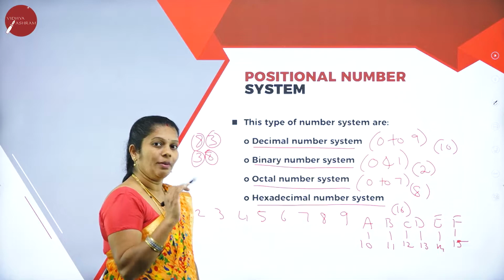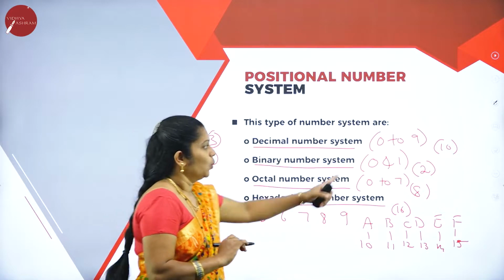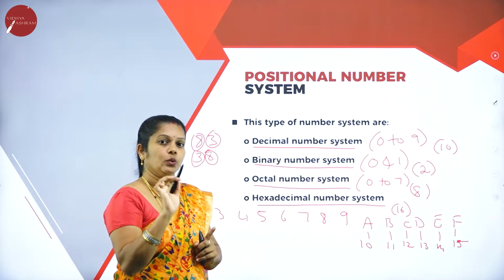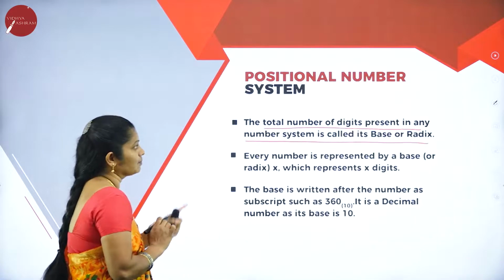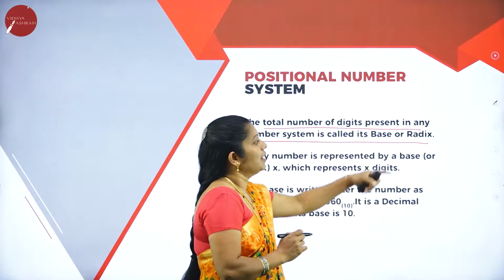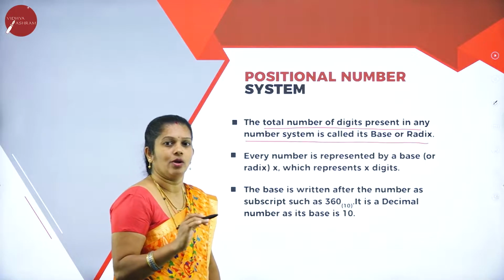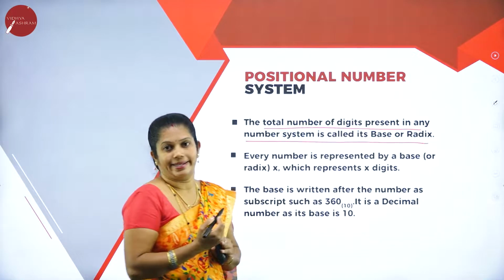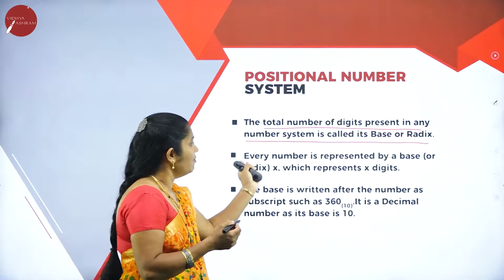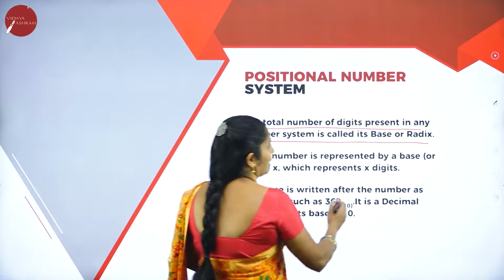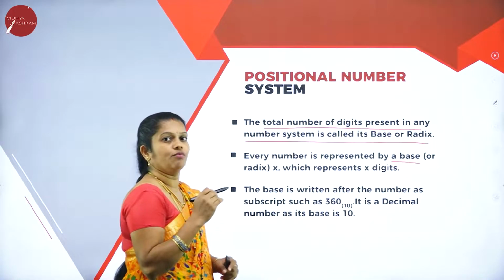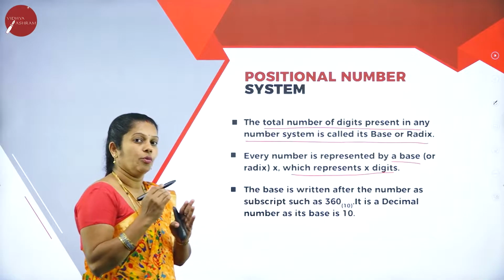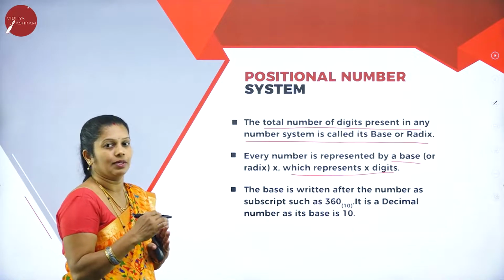It tells how many digits the number system contains. In the decimal number system, the digits are 0 to 9, that is 10 digits in total. The total number of digits present in any number system is called the radix. Usually you will get the question, what is radix, for 1 mark. Every number system is represented by a base, and the base represents how many digits it contains; that is called the radix.